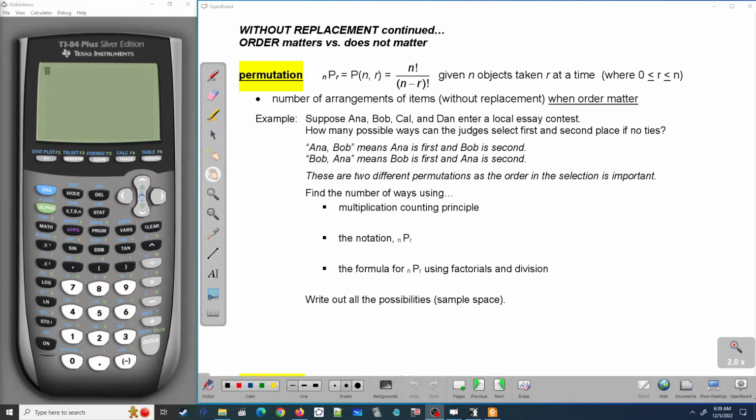Before we begin our multiplication counting principle lesson, let's remember that probability is the number of outcomes where an event occurs divided by the number of outcomes in the sample space, assuming that each item in the sample space is equally likely to be selected. If I'm going to be dealing with, let's say, 36 dice rolls, I could write out the whole sample space and then go ahead and circle, which is what we did in our probability intro lesson.